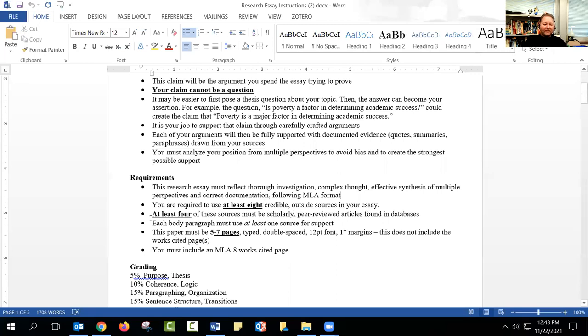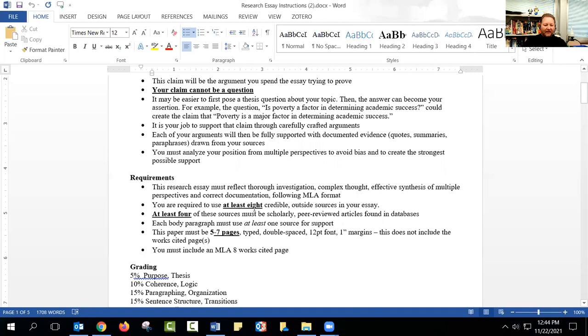Out of these 8, at least 4 of them must be scholarly peer-reviewed articles from the databases. If you've never used the library database before, it's okay. I'm going to show you exactly how to use the JCC one. It's not nearly as user-friendly as Google, unfortunately, but once you understand how it functions, it's not hard to use. So I'm going to show you all the good tips and tricks to make this much easier.